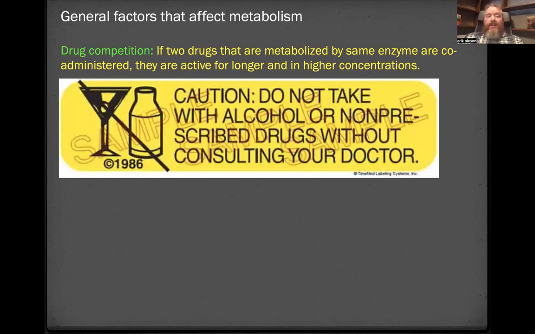Drug competition is an important concept to think of for many reasons, including your own health. If two drugs that are metabolized by the same enzyme are co-administered, they can be active for longer and in higher concentrations. So you combine a muscle relaxant with alcohol. In addition to those having similar effects in the brain, there's also a pharmacokinetic problem there because both of those might be metabolized by cytochrome P450, and for alcohol to be effective in you, you actually have to saturate a good percentage of your cytochrome P450 enzymes in your liver. And then when you do that, that enzyme also isn't going to be breaking down the muscle relaxant, so that's going to have a much more pronounced effect in you.